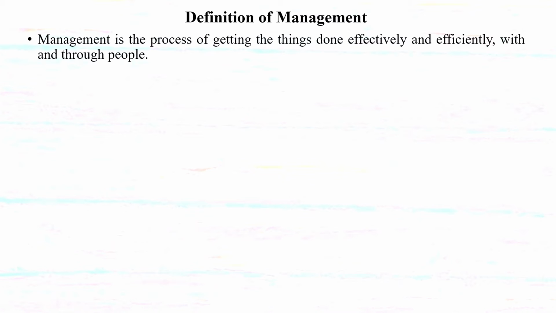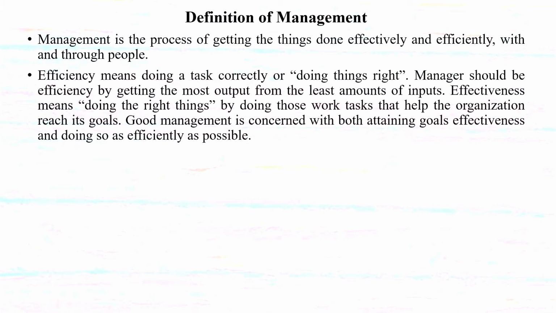Definition of management. Management is the process of getting things done effectively and efficiently with and through people. Efficiency means doing a task correctly, or doing things right. Managers should be efficient by getting the most output from the least amount of input. Effectiveness means doing the right thing, by doing those work tasks that help the organization reach its goals. Good management is concerned with both attaining goals, effectiveness, and doing so as efficiently as possible.